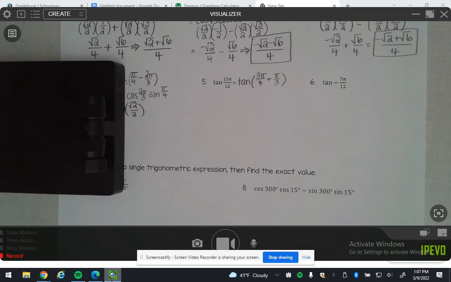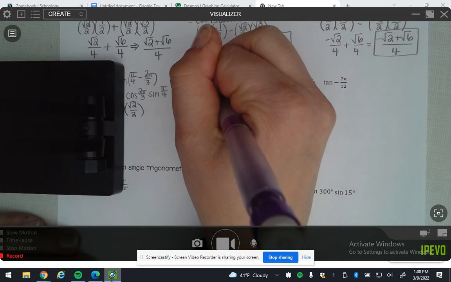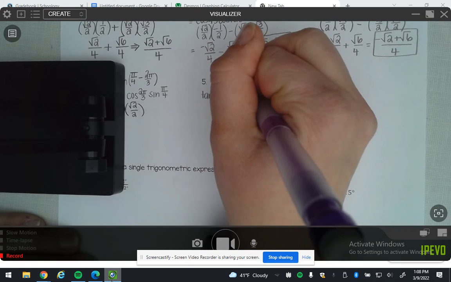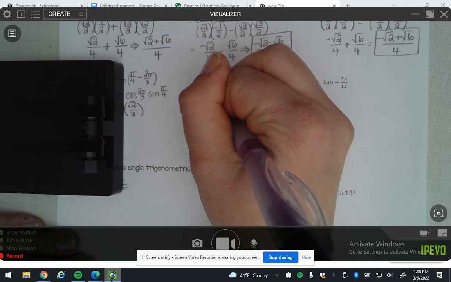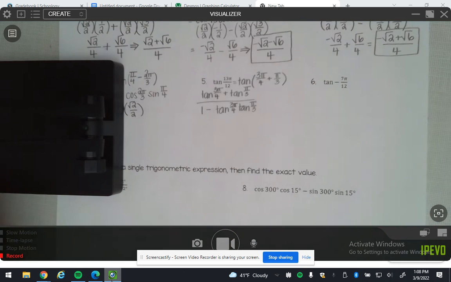Go straight to your formula paper right now. Formula paper. Sum and difference. You got to have them open. Tangent says what? It says tangent of alpha plus beta, correct? Tangent of alpha plus tangent of beta, over 1 minus tangent of alpha, tangent beta. This is multiplication down here. That right there is the trig that you have to know.